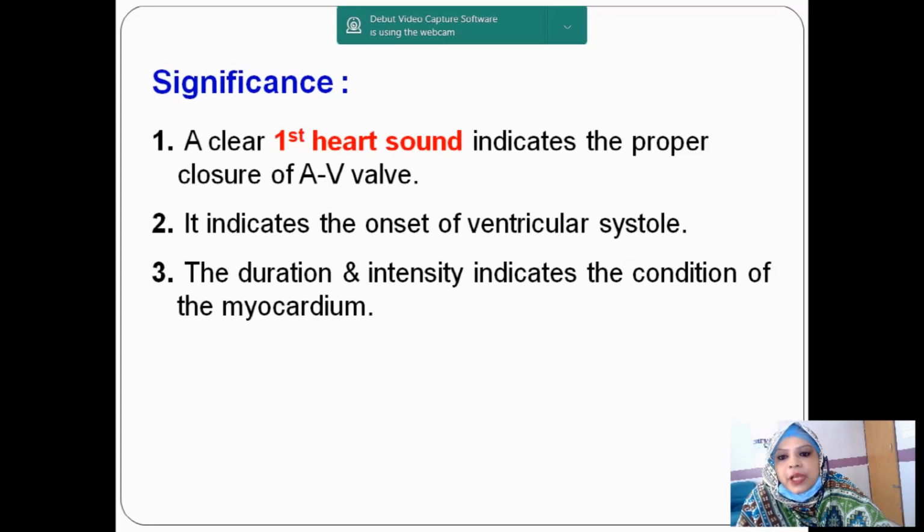Number two, it indicates the onset of ventricular systole. Of course, during the first phase of ventricular systole, that is the isometric contraction phase, first heart sound occurs at that time. So it indicates the onset of ventricular systole. Number three, the duration and intensity indicate the condition of the myocardium. That is, whether the heart muscle is in good or bad condition, we can identify this. So the duration and intensity indicate the condition of the myocardium.